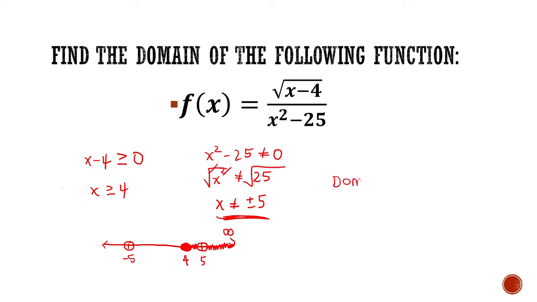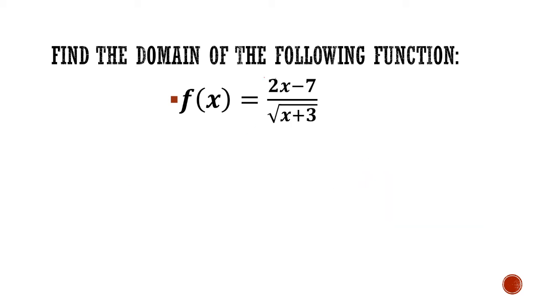So to write this in interval notation, we have here from 4. Since 4 is included, we use the square bracket, until 5. 5 is not included. And from 5 until positive infinity. So that is the domain of this function.